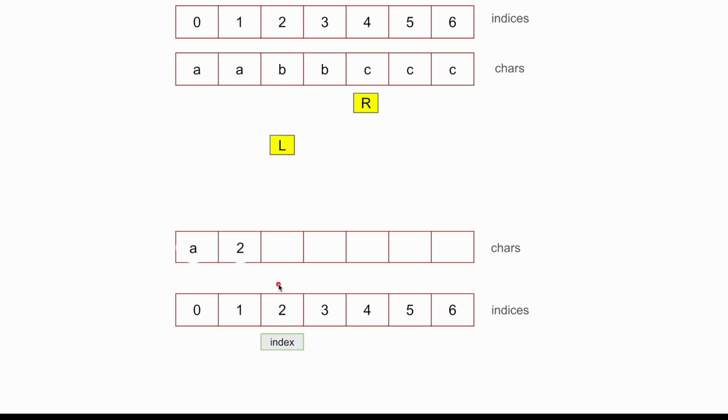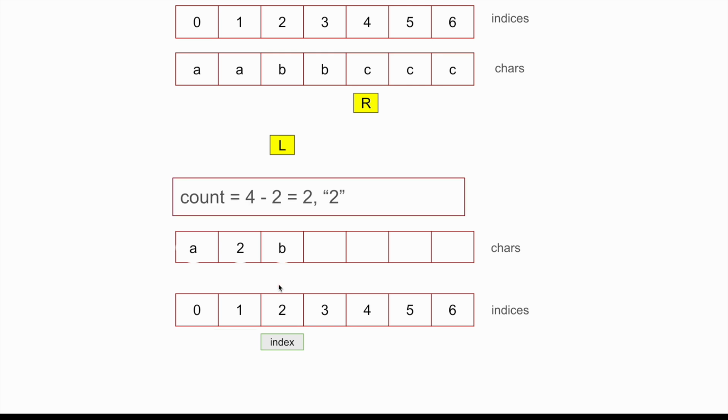Okay, and then we move this index to another one, and then we add 2 because we have count as 2. Now we move this left pointer to the place where this right pointer is pointing. Left is there. We increase the index again. Index is there, and then we repeat the same process again.